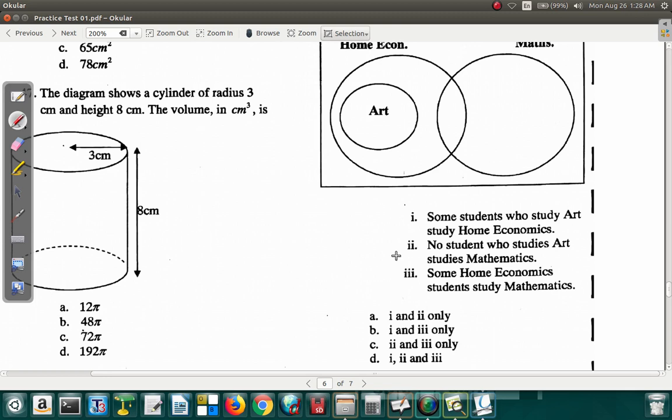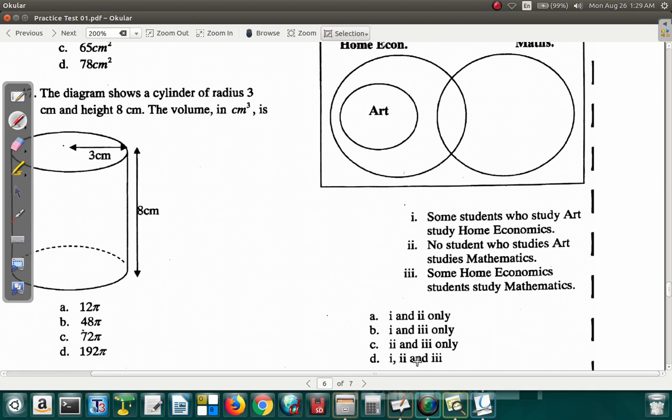You wouldn't be wrong, because if you point out all of them, the fact is all of them do it. If you say some do it, you're not really wrong. You're not wrong in logics. If you say some but not all, right, the not all part would make you incorrect. But part one, some students who study art study home ec, logically that's not incorrect. It is right.